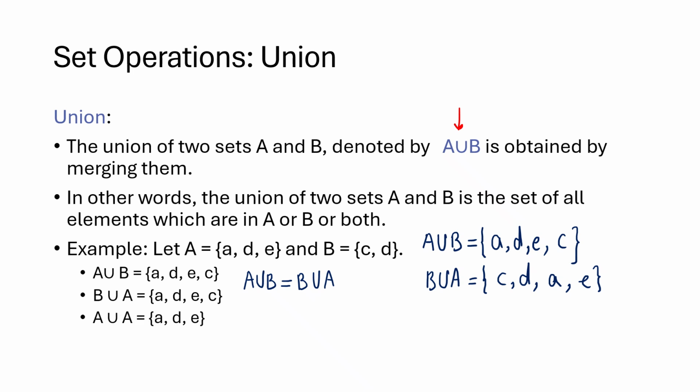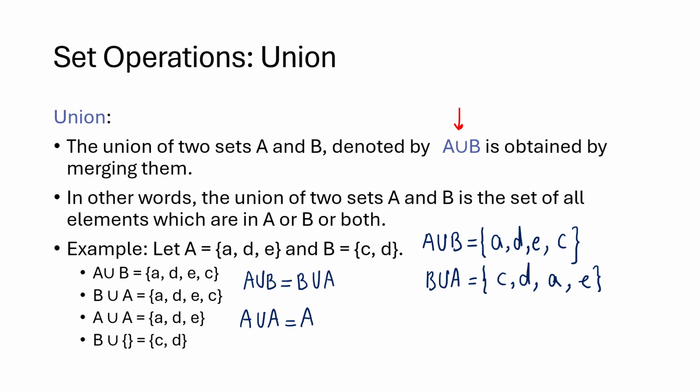Another example is if you take the union of A with itself. So {A, D, E} union {A, D, E} is going to be {A, D, E}, which is A itself. And again, it's not difficult to see that this is not specific to this particular A. If you take the union of a set with itself, no matter what A is, you always end up with the same set. And this is another set identity.